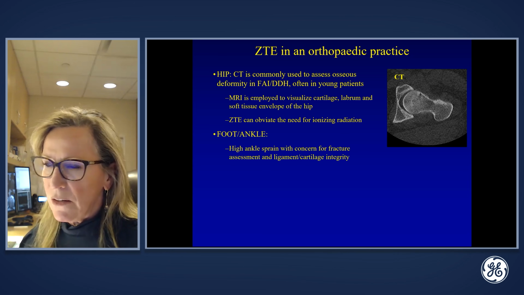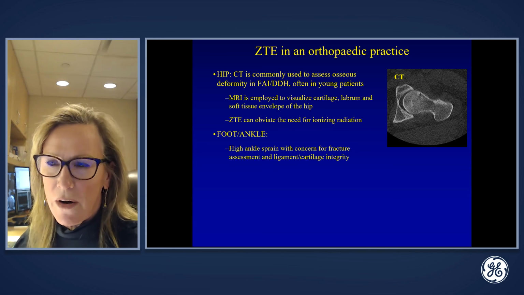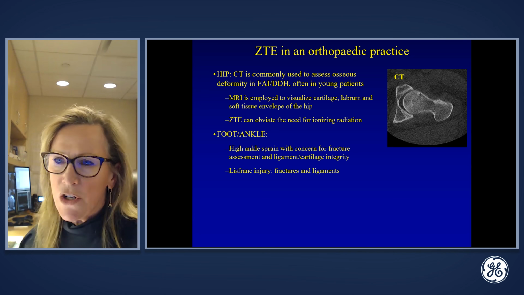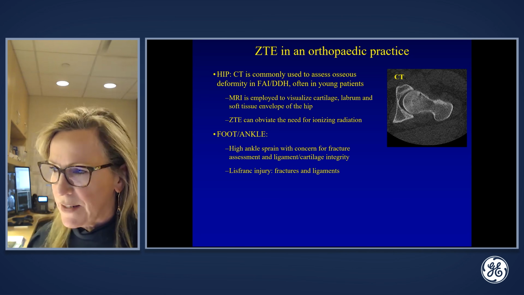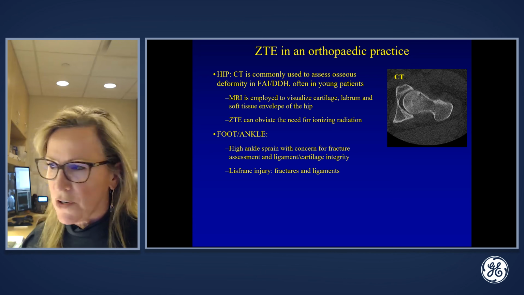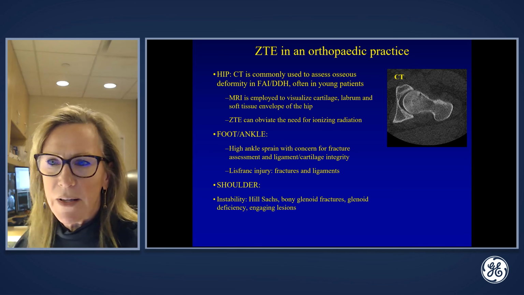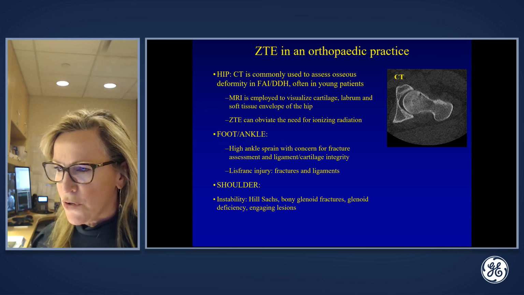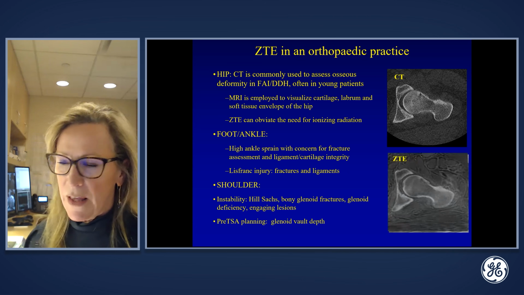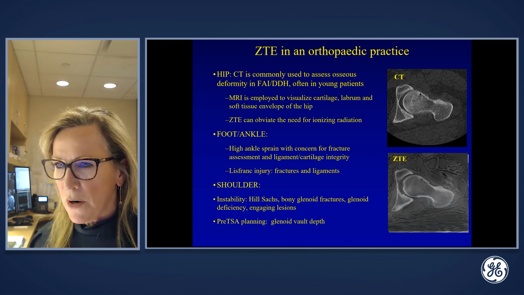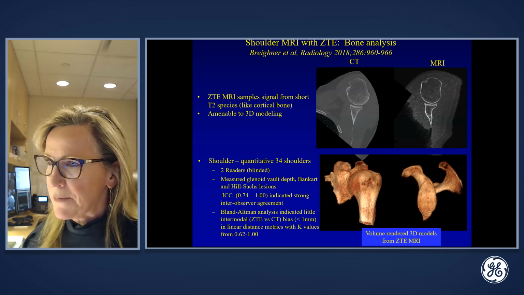In the foot and ankle, we've added it to all of our evaluation for high ankle sprain, looking for subtle occult fractures, certainly in a midfoot injury for Lisfranc, looking for subtle fractures of the tarsal and metatarsal joints. In the shoulder, clearly in instability as the previous speakers have shown, but also we've used it very effectively in planning for the appropriate measurements for a shoulder arthroplasty.